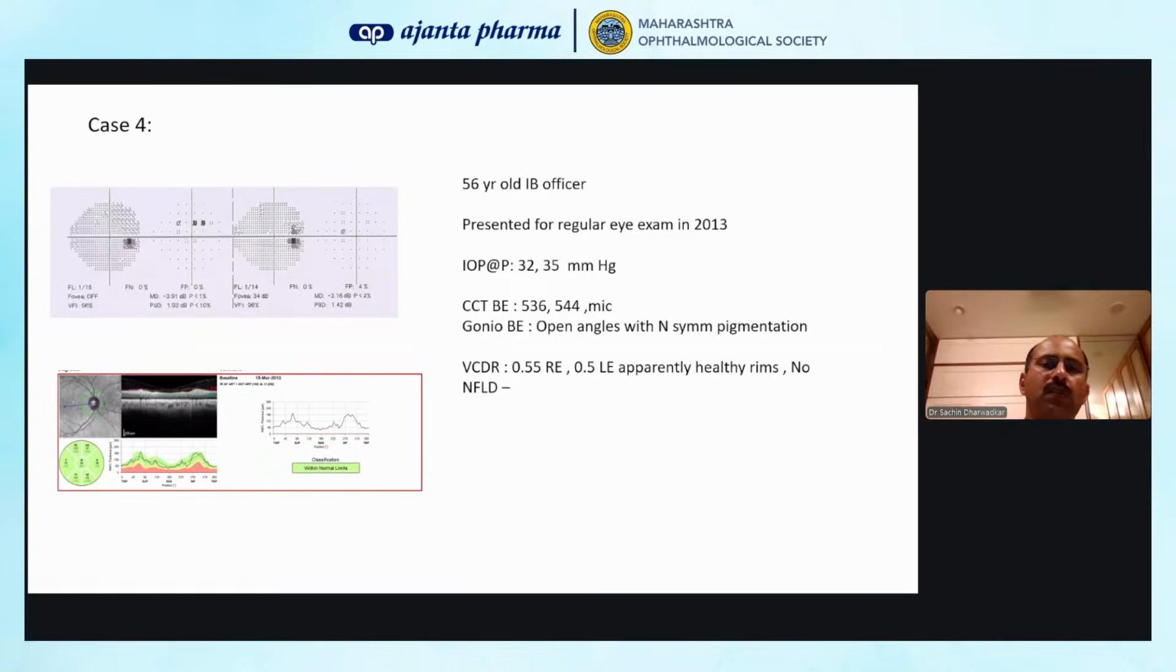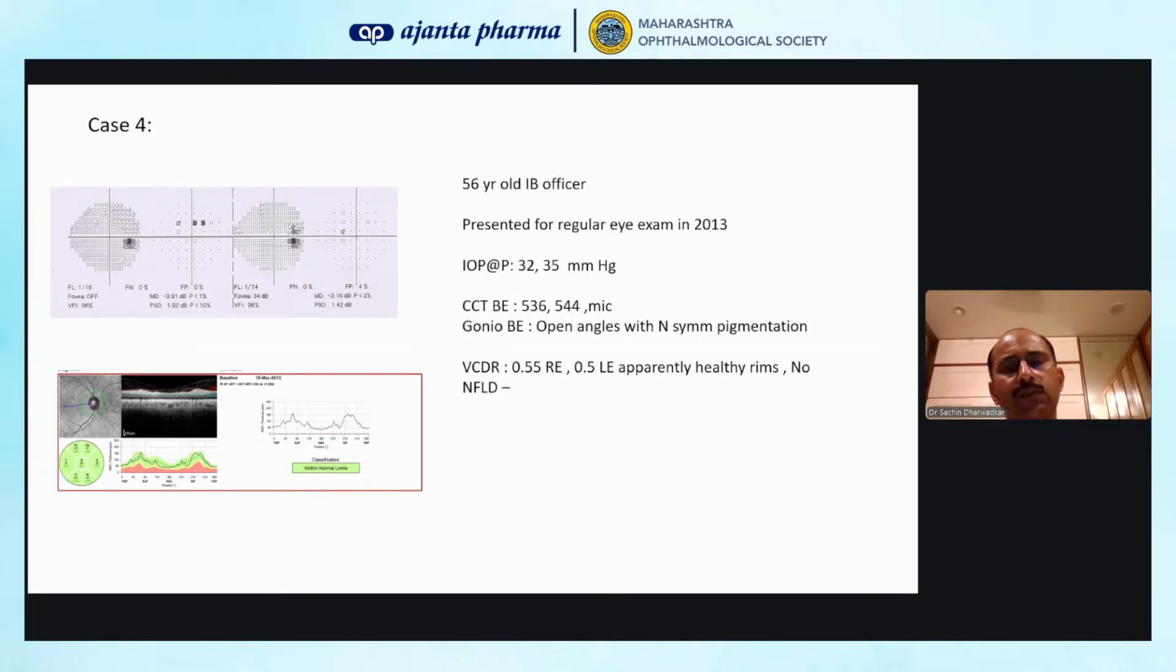Now, coming to one more example where OCT helps us. This is a perimetry test of a person who was an IB officer, and he came to us with presentation pressures of 32 and 35 in 2013 with normal corneal thickness and open angles.